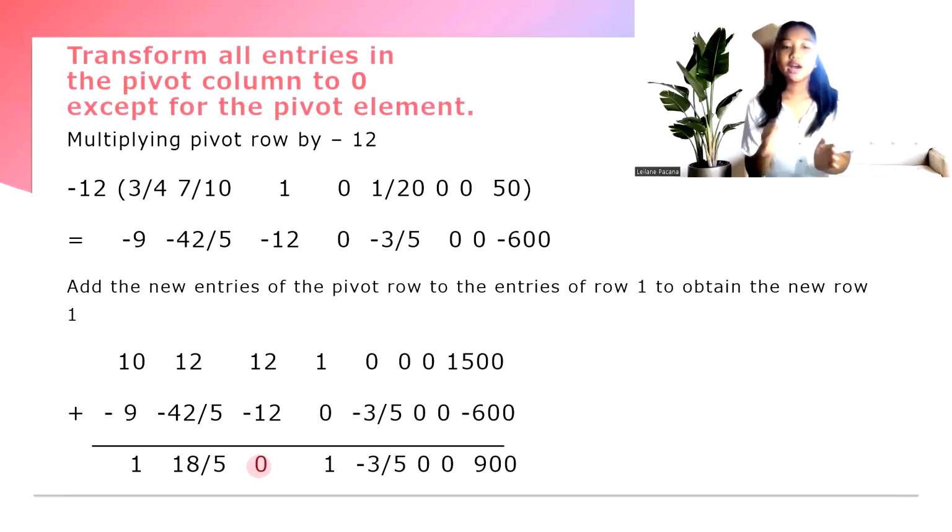So to add that, our previous entries are 10, 12, 12, 1, 0, 0, and 1,500, as you can see. And we have to add our product. So 10 plus -9, that's 1. 12 plus -42/5, that's 18/5. 12 plus -12, we have 0. 1 plus 0 is 1. 0 plus -3/5 is -3/5. 0 plus 0 is 0. 0 plus 0 is 0. And 1,500 plus -600, that is 900. So that will be our new row 1 now.